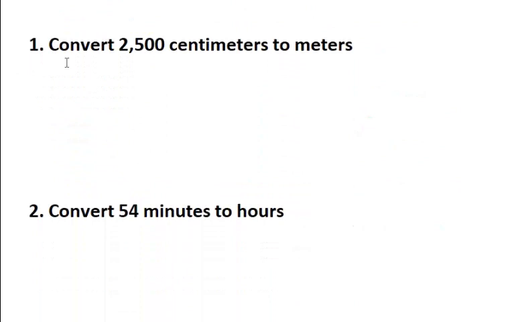Exercise 1 is asking me to convert 2,500 centimeters to meters. So how are you gonna do that? Okay, what you need to do is first you put what you're trying to convert. Then you're gonna put a multiplication, and in the fraction you're gonna put the identity that relates those two things, centimeters and meters. The identity is 1 meter equals 100 centimeters.